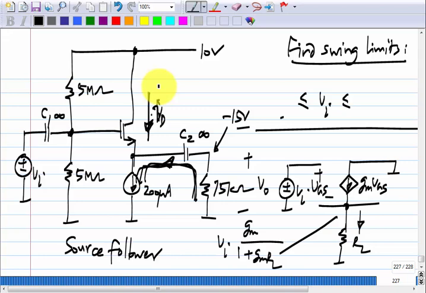Is this fine? Yes. GM is 200 microsiemens. Yeah, that's correct.